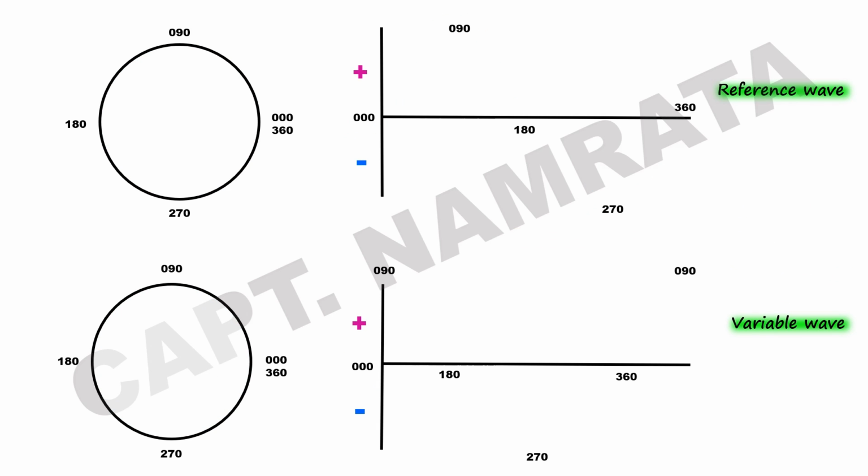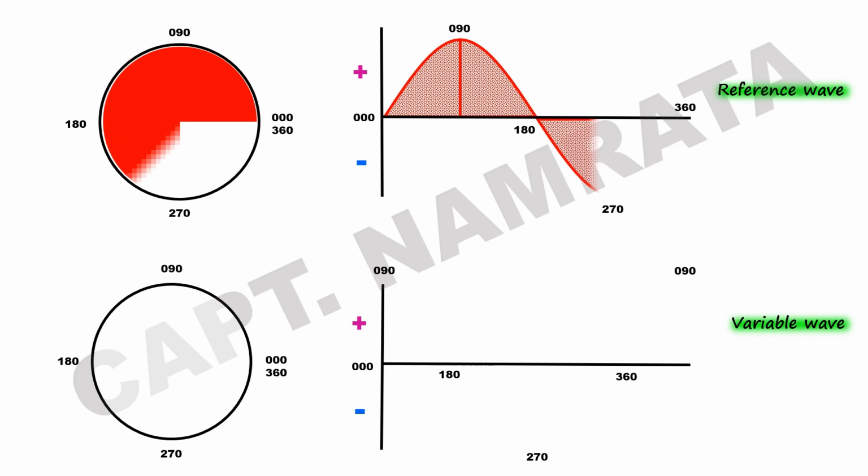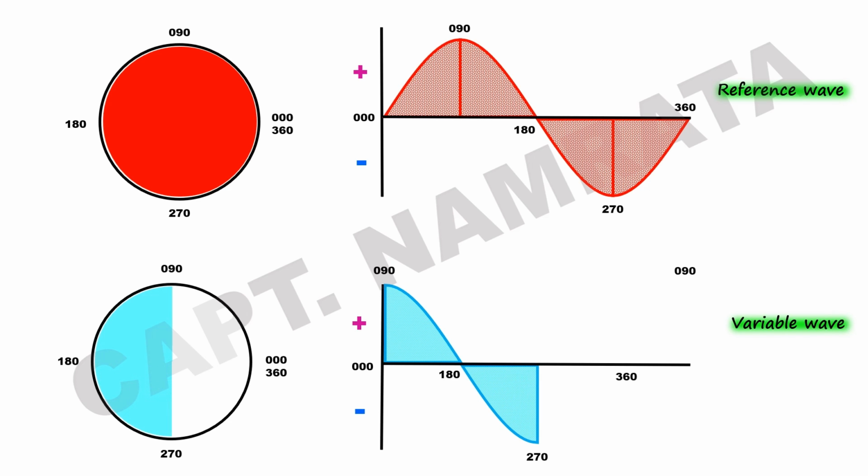Now let's look at one more example. Again we have a reference wave and a variable wave. Let's see how the reference wave is forming. It starts from 0 again, and it comes back to 360. Now let's see how the variable wave is starting. If you see carefully, it starts from 90, goes to 180, then goes down to 270, comes back to 360. Now remember, this is not yet a complete cycle. As you can see on the left side, 1/4 of the circle is still left. So to complete the process, this is how the wave will form.